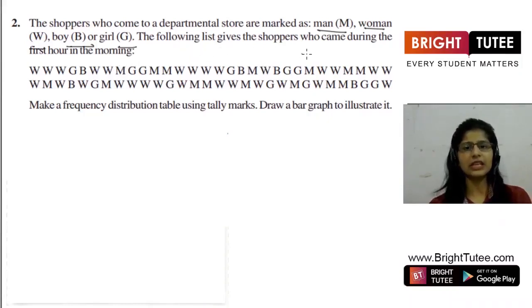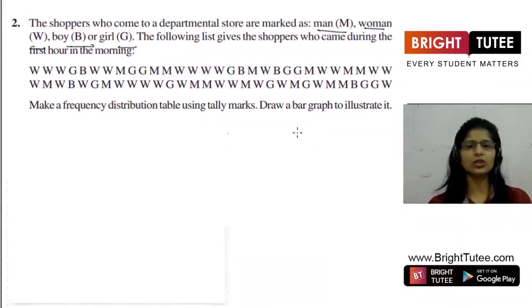The following list gives the shoppers who came during the first hour in the morning. So in the first hour of the morning, when he opened the store, he marked the shoppers like W. The first 3 were women, then the next one was a girl. So he has just written like this. Now we have to make a frequency distribution table using tally marks, and then we have to use a bar graph to show the information.